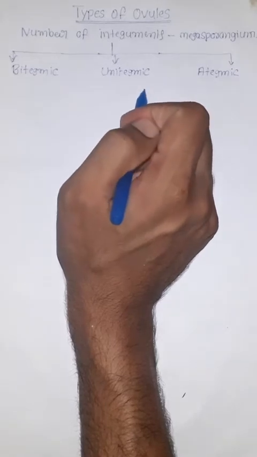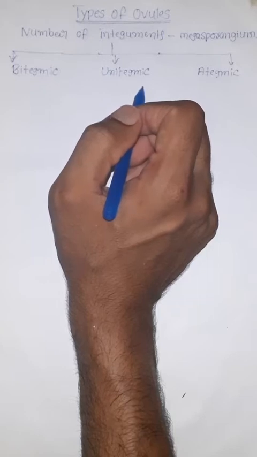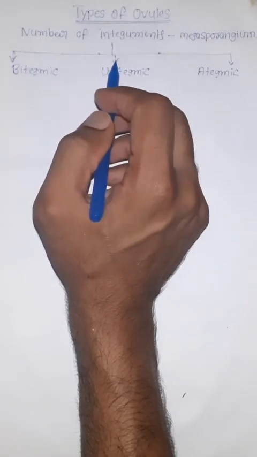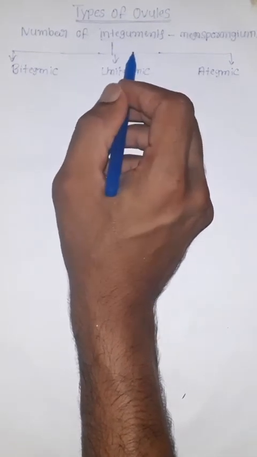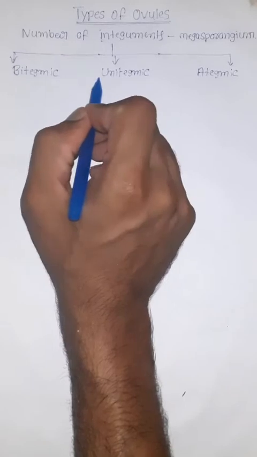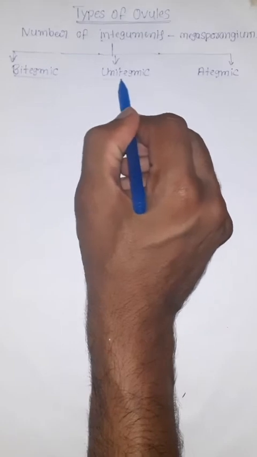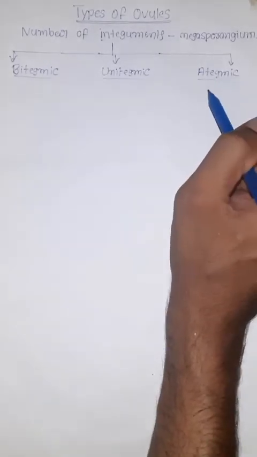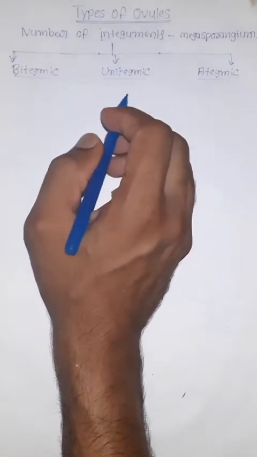in plants. Okay, in the last video also we discussed various types of ovules, but the classification is based on a criteria, that is the position of micropyle and funicle. But here the criteria is the number of integuments in the ovules or around megasporangium. Based on this criteria we have three types of ovules. Number one is bitegmic, number two is unitegmic, number three is ategmic. Now we will see what is bitegmic, what is unitegmic, what is ategmic.